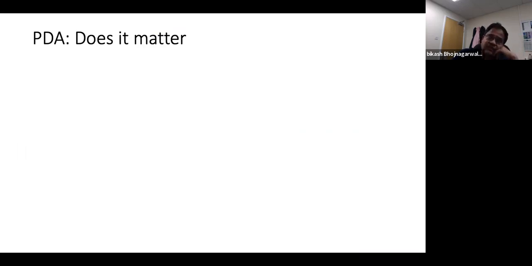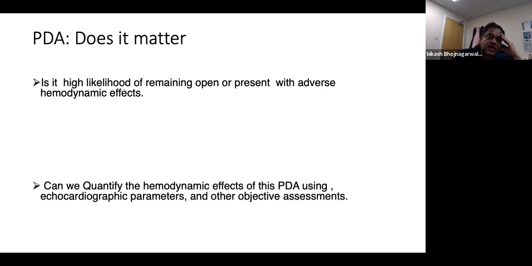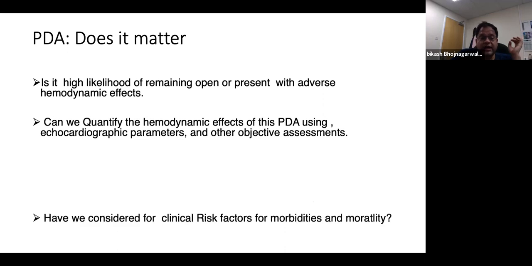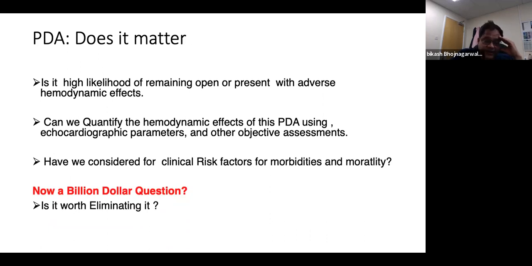And then we feed it back to our colleagues, or we inform ourselves, what do you want to do? Does it matter? Is there a high likelihood that this duct will remain open or present with adverse hemodynamic effects? We try and answer that question. Can we quantify the hemodynamic effect of this duct using echographic parameters and objective assessment? We don't know that. And do we consider clinical risk factors for morbidity and mortality? These are the questions we ask ourselves. And the final billion-dollar question is, is it worth eliminating it? Are you going to treat it? And if treating, how are you going to treat?